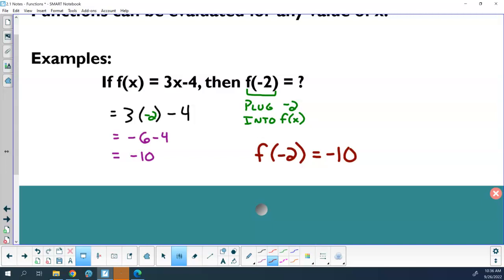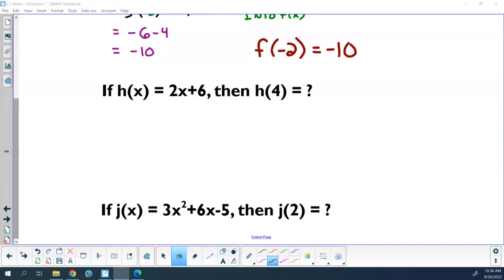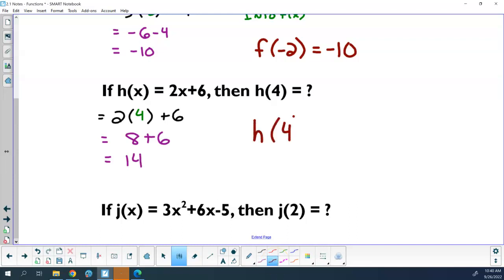Now you find me h of 4 and j of 2. For h, this would be 2 times 4. And I want to put 4 into x. 2 times 4 is 8. 8 plus 6 is 14. So h of 4 here would equal 14.